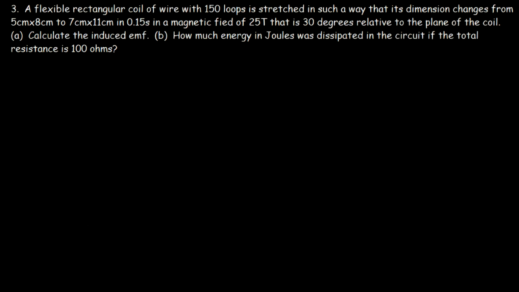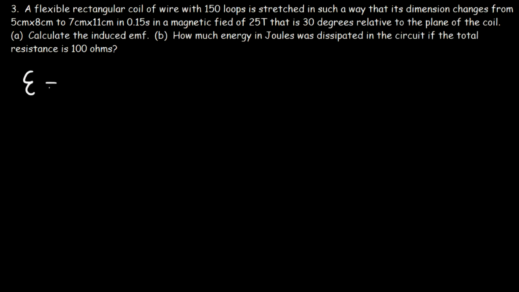Number 3. A flexible rectangular coil of wire with 150 loops is stretched in such a way that its dimensions change from 5 by 8 square centimeters to 7 by 11 square centimeters in 0.15 seconds in a magnetic field of 25 Tesla, that is 30 degrees relative to the plane of the coil. Calculate the induced EMF.